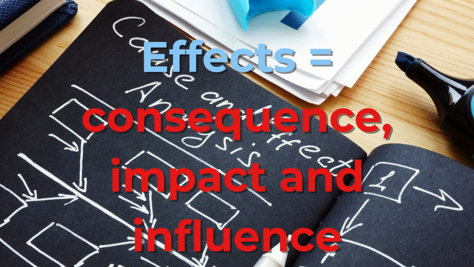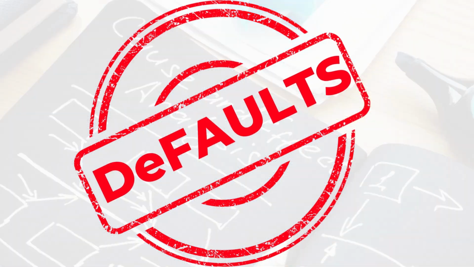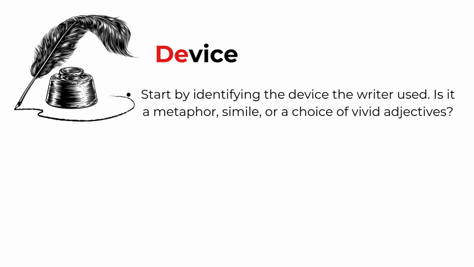Now that we understand effects as consequence, impact, and influence, let's dive into a method that can help you structure your analysis. I call it DeFAULTS. This approach helps you analyze every aspect of a writer's language choices in a clear and organized way. Here's what DeFAULTS stands for. Device. Start by identifying the device the writer used. Is it a metaphor, simile, or a choice of vivid adjectives?